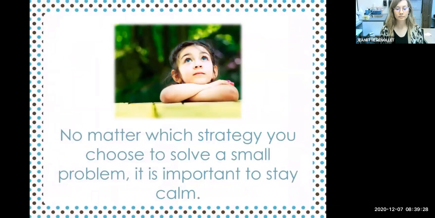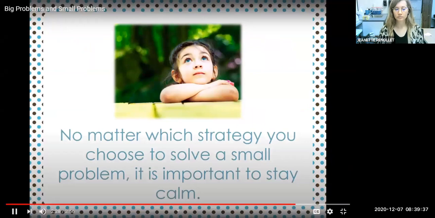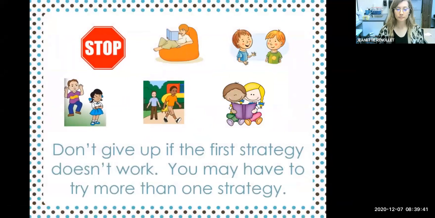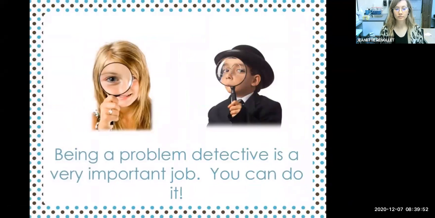No matter which strategy you choose to solve a small problem, it is important to stay calm. Don't give up if the first strategy doesn't work. You may have to try more than one strategy. Being a problem detective is a very important job. You can do it.